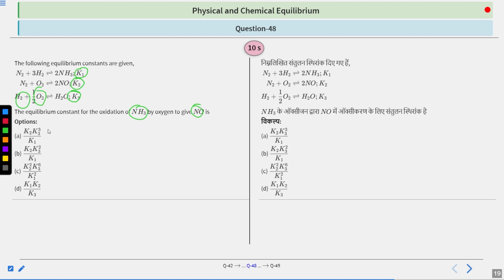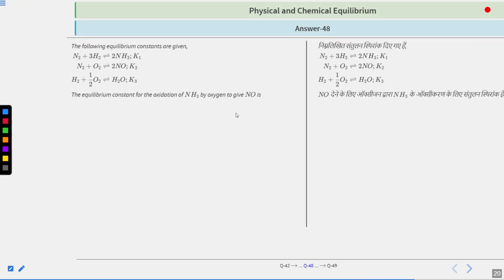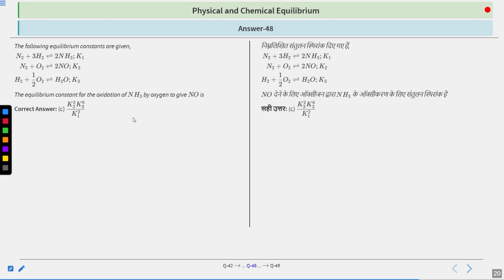Your options are: A, K2 K3 cube by K1; B, K2 K3 square by K1; C, K2 square K3 raised to the power 6 by K1 square; D, K1 K2 by K3. So you have some time to solve this question. Your time starts now. So your time is up. For those who have solved, the correct answer is C, which is K2 square K3 whole 6 by K1 square.